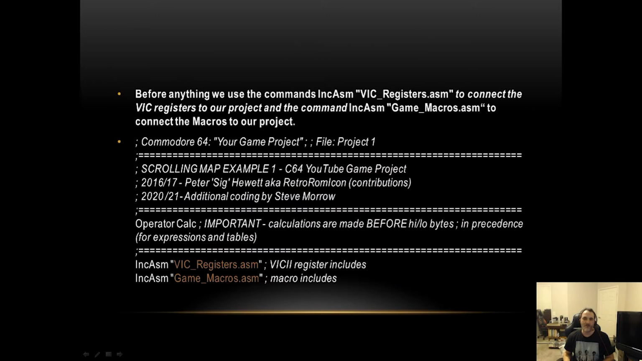Before anything, we use the commands incasm vic_registers.asm to connect the VIC registers to our project, and the command incasm game_macros.asm to connect the macros to our project. And you'll see an example of this soon.